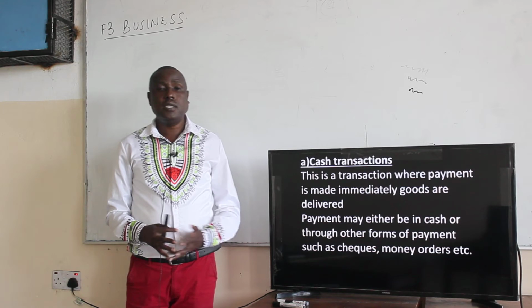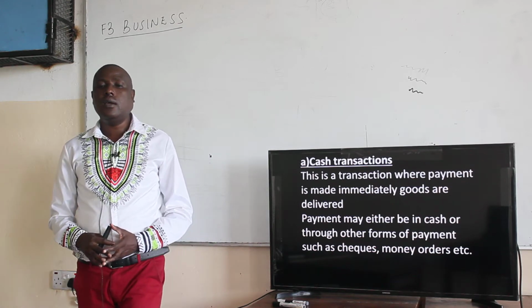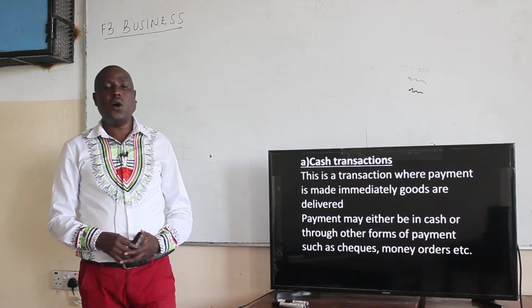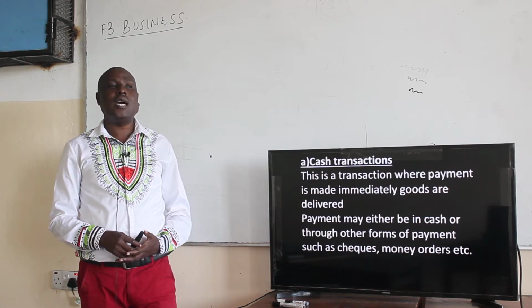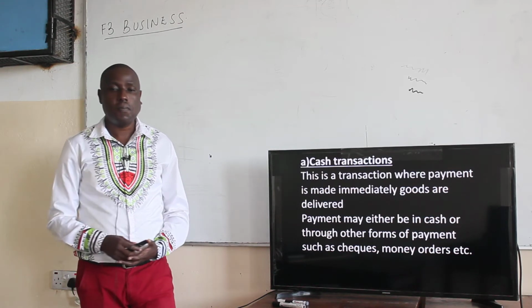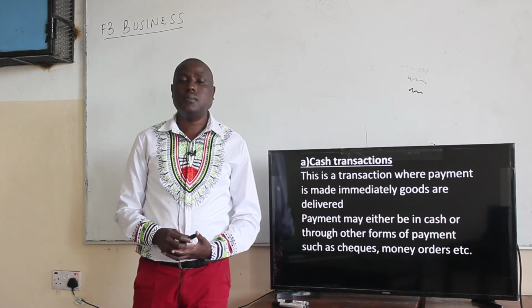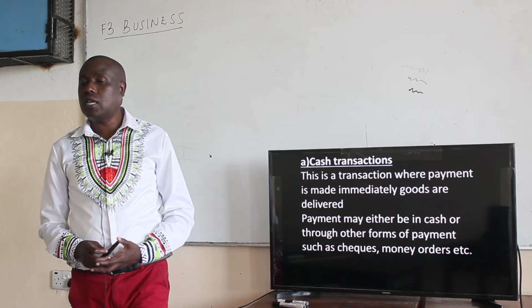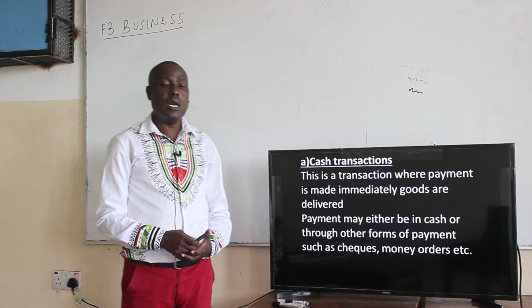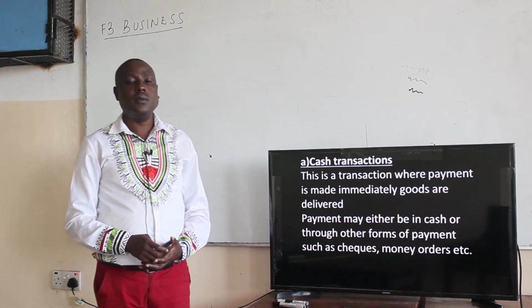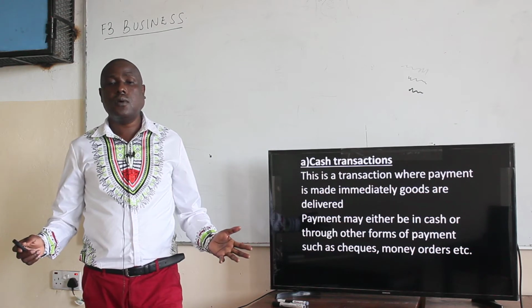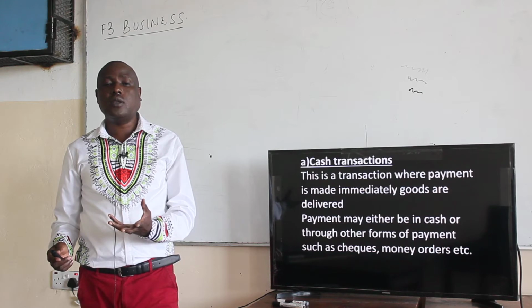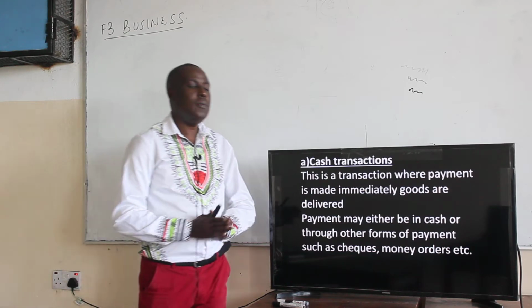Now, payment may either be in cash or through other forms of payment, such as checks, money orders, M-Pesa, bill of exchange, postal orders, premium bonds, and so forth. Alright? This is a means of payment. This is a form of payment. And it has to be immediate.